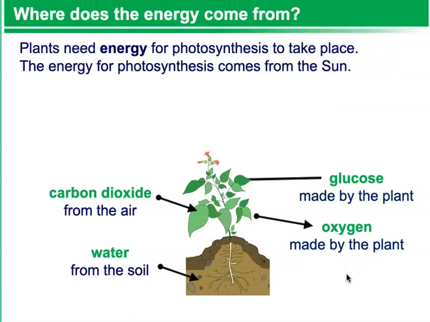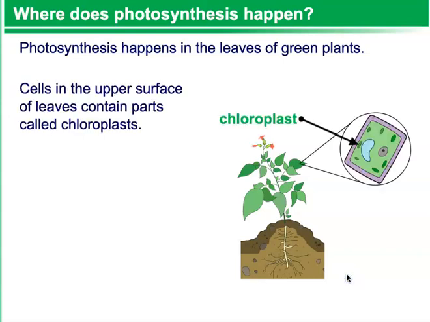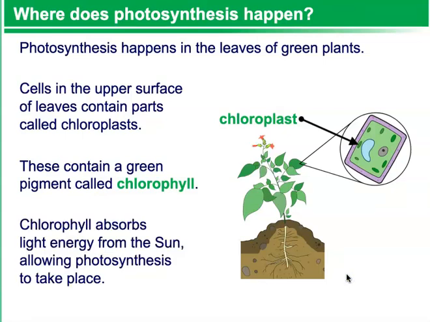Plants need energy for photosynthesis to take place. The energy for photosynthesis comes from the sun. So where does photosynthesis happen? Photosynthesis happens in the leaves of green plants. Cells in the upper surface of leaves contain parts called chloroplasts. These chloroplasts contain a green pigment called chlorophyll. Chlorophyll absorbs light energy from the sun, allowing photosynthesis to take place.